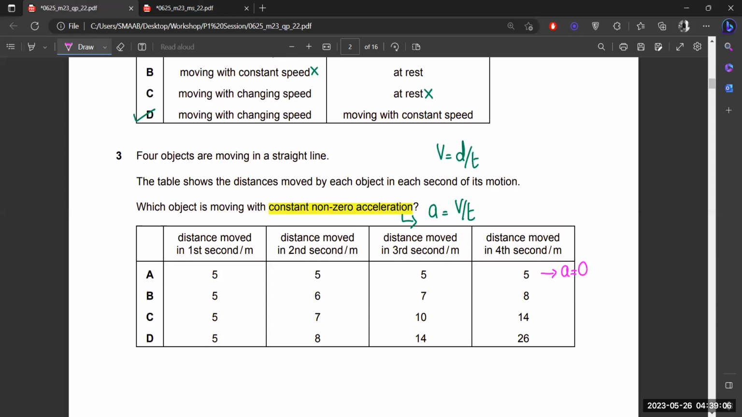And let's check out option B. Okay, in option B, in the first second, we are moving 5 meter in 1 second. Then we move 6 meter in our second. And in the third second, 7 and 8.